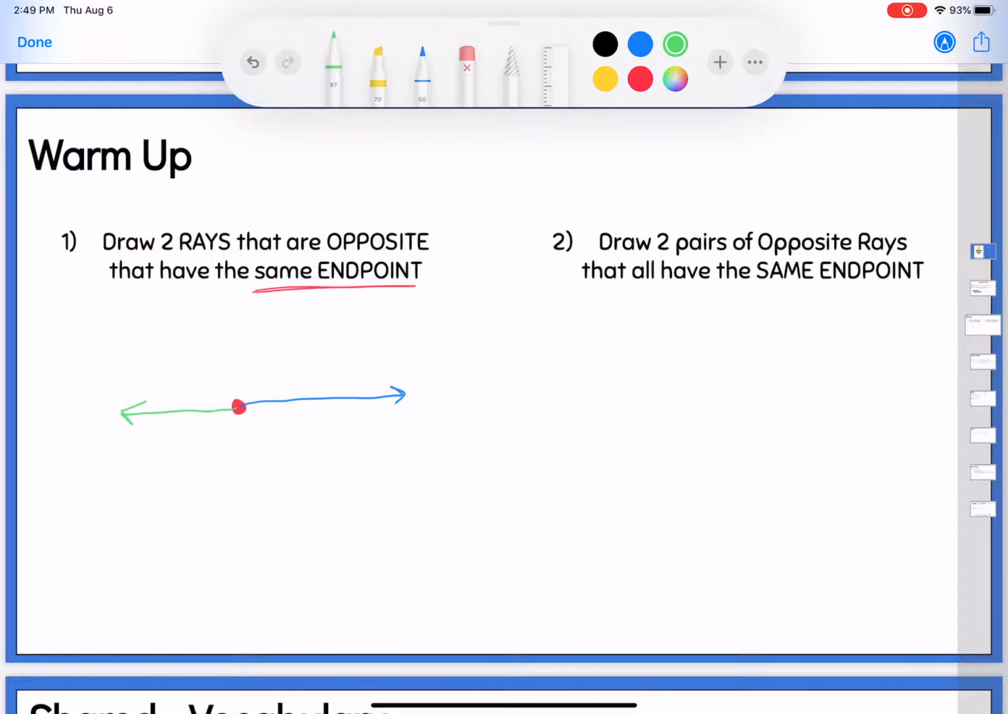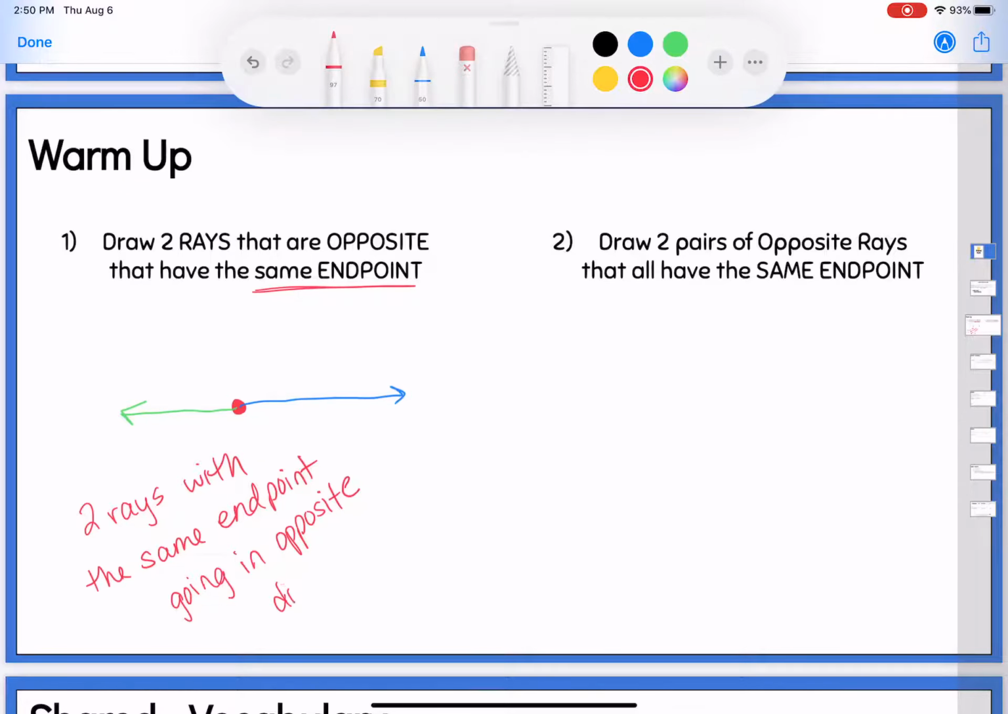This is what we call opposite rays. So opposite rays are two rays that have the same endpoint going in opposite directions. All right, so that is a picture of opposite rays. Probably should have written that.